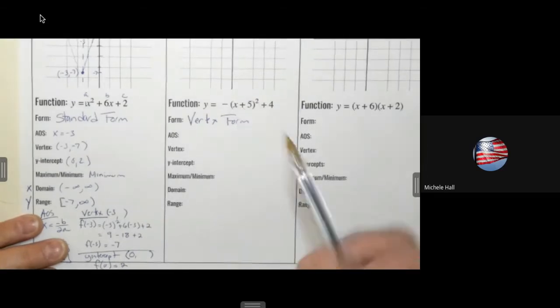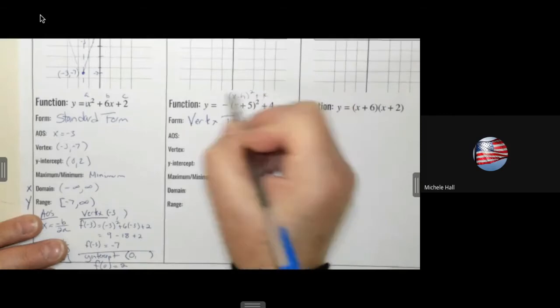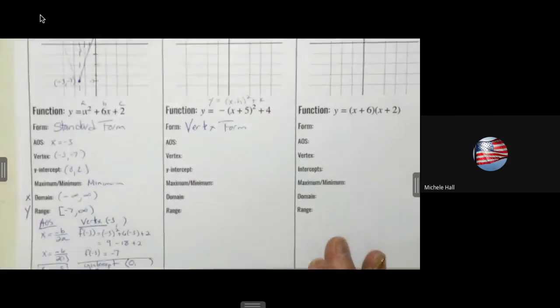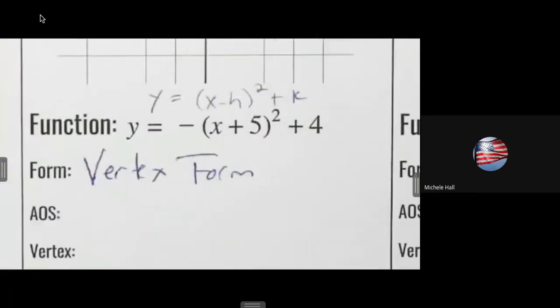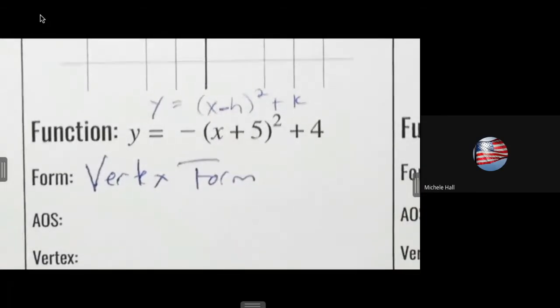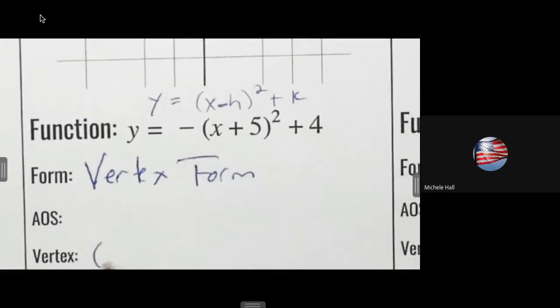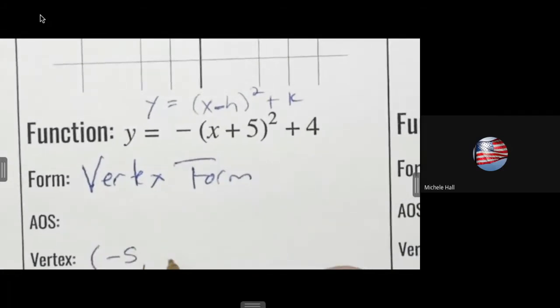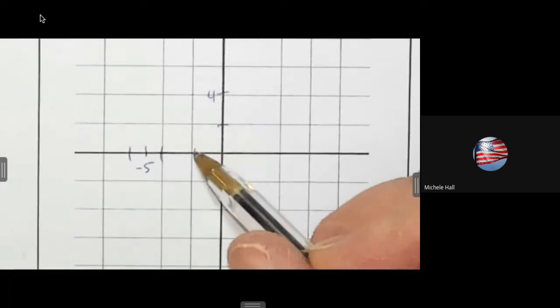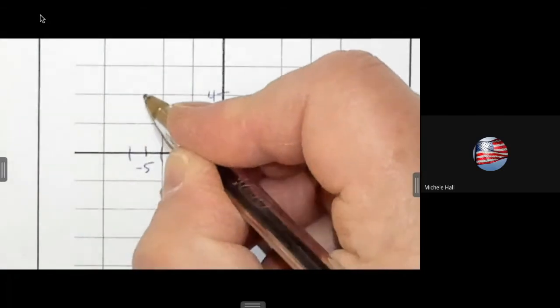The formula, x minus h squared plus k, has a negative sign in it. It negates the sign of h. So when I see positive 5, it's negative 5. When I see negative 5, it's positive 5. So my vertex is at negative 5, positive 4. So one, these are going by twos, okay? Negative 5, positive 4.